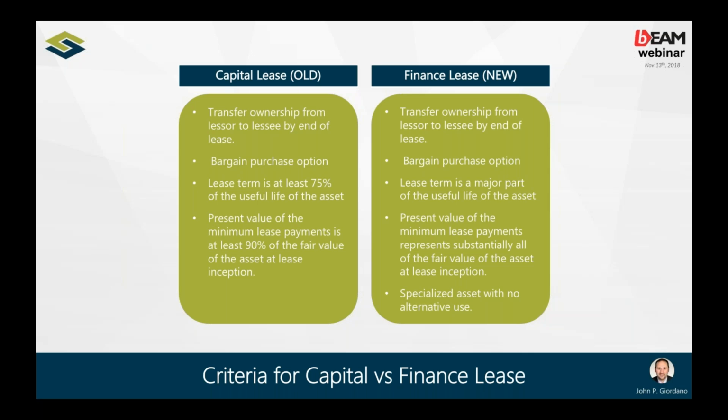And the 5th one that they've added now is a specialized asset with no alternative use. Meaning it's something specialized to your business and after you're done with it, it has no alternative use. That would also now qualify as a finance lease.